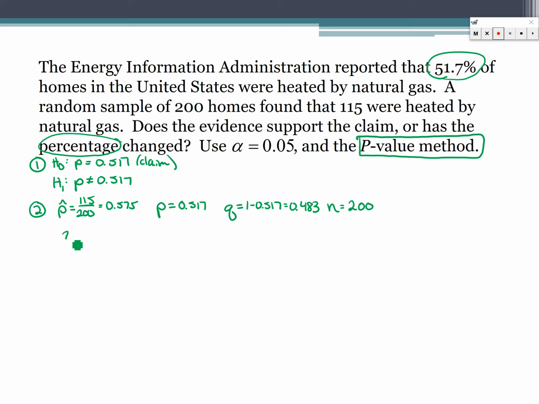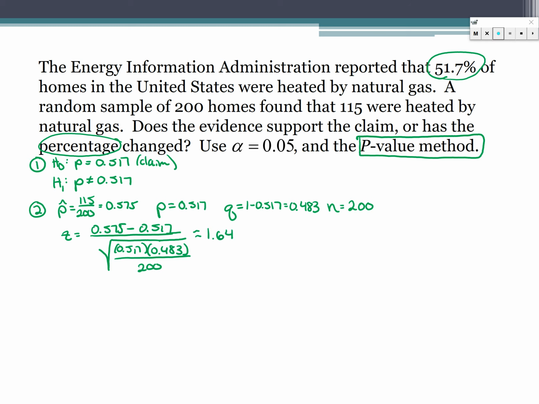So we have Z equals P hat minus P divided by the square root of P times Q divided by our sample size. And we should get roughly 1.64.